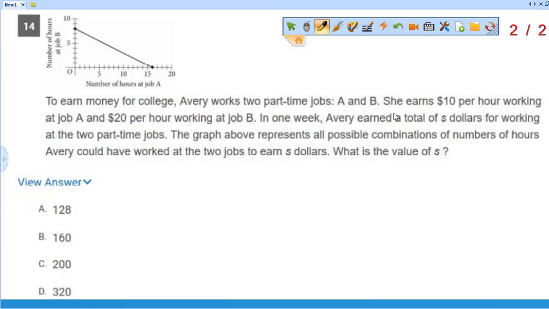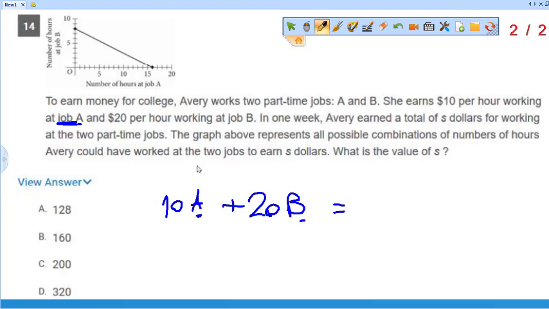She said she earned $10 per hour working in job A. It means 10 times the number of hours spent in job A, plus 20 per hour spent in job B. You can make it A and B, or you can make it X, Y, it's up to you. But X is the number of hours for A and B is the number of hours for B.